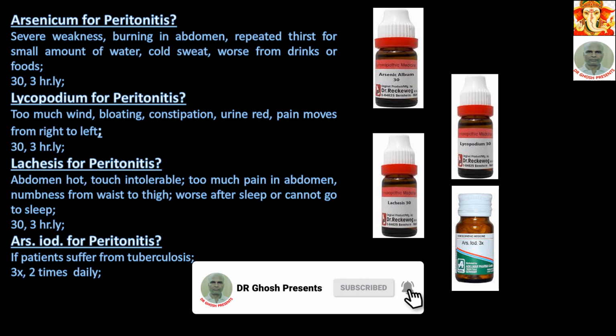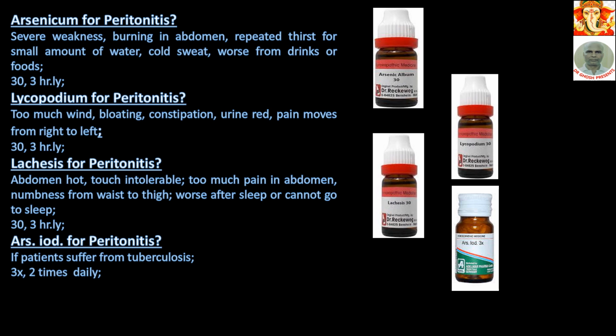Lachesis for peritonitis: abdomen hot, touch intolerable, too much pain in abdomen, numbness from waist to thigh, worse after sleep or cannot go to sleep. Lachesis 30, 3 hourly. Arsenicum iodatum for peritonitis: if the patient suffers from tuberculosis, then only Ars iod is used. 3x, 2 times daily.